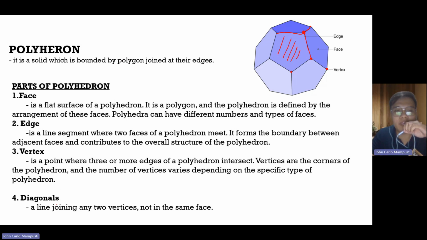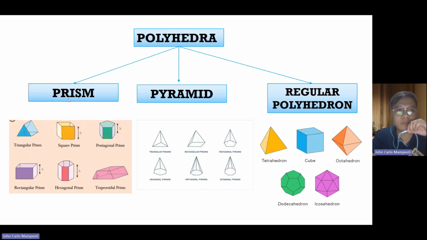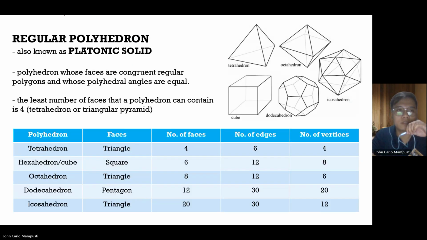Number 4, we have diagonal. So when we say diagonal, this is a line joining any two vertices but not in the same face. As you can see, we have different kinds of polyhedra. We have prism, we have pyramid, and we have regular polyhedron. So na-classify siya, no? So let's discuss first kung ano ba yung regular polyhedron.